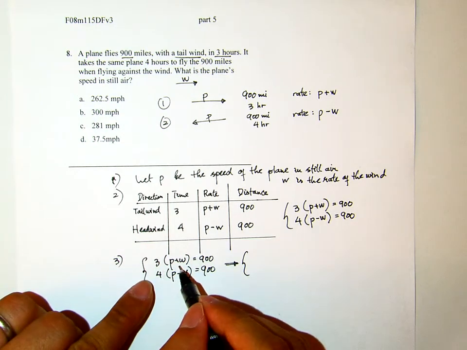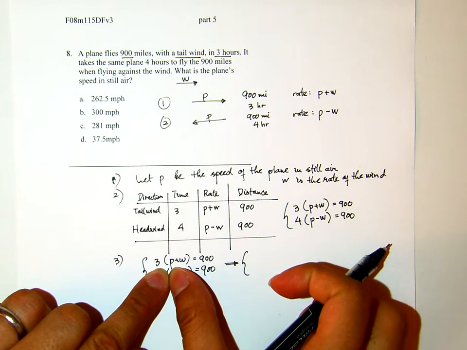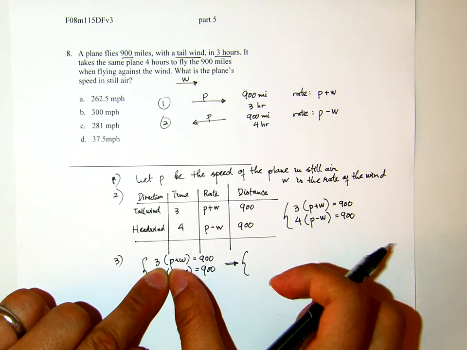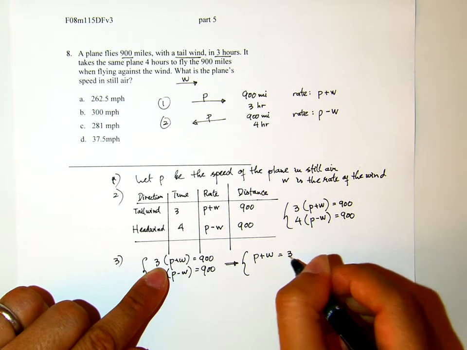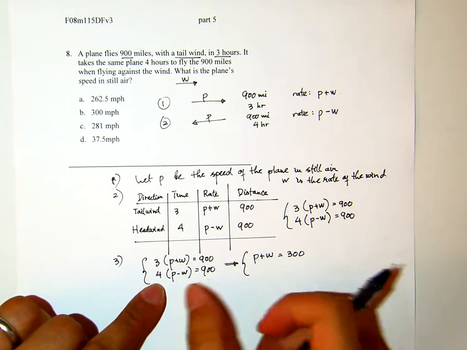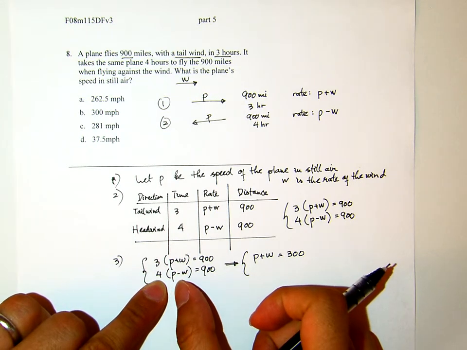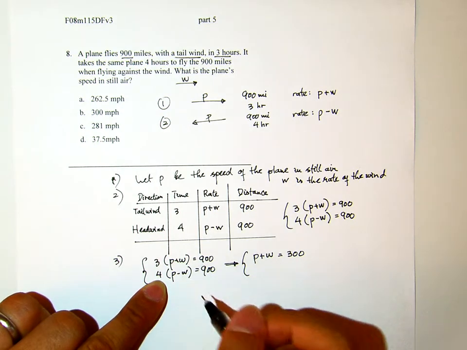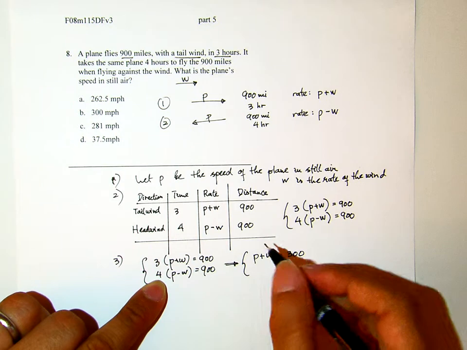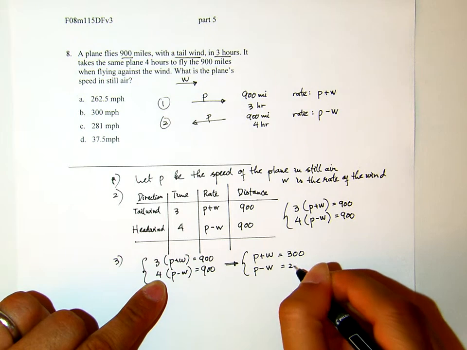Now, 3 times something is 900. Let's take a look at the first equation. 3 times this group is 900. Therefore, that group must be 900 over 3, which is 300. Now, the second equation: 4 times something equals 900. Therefore, this thing here must be 900 over 4, which is, if you think about that, 225.